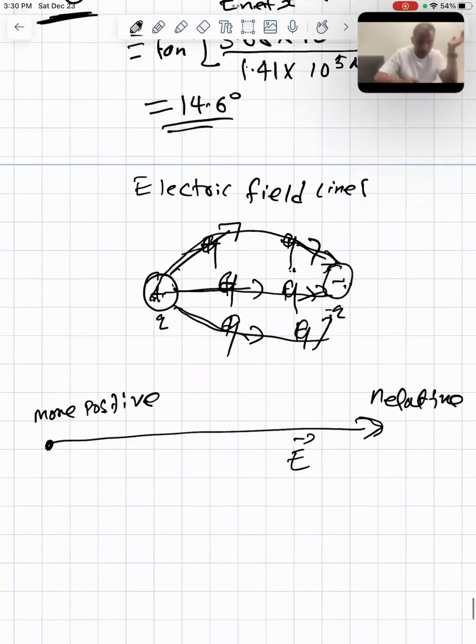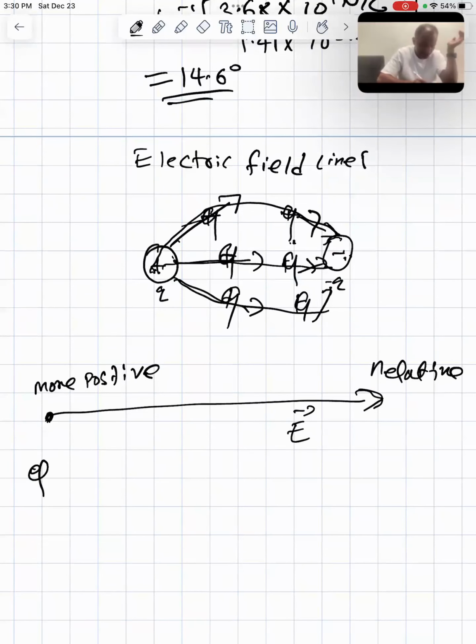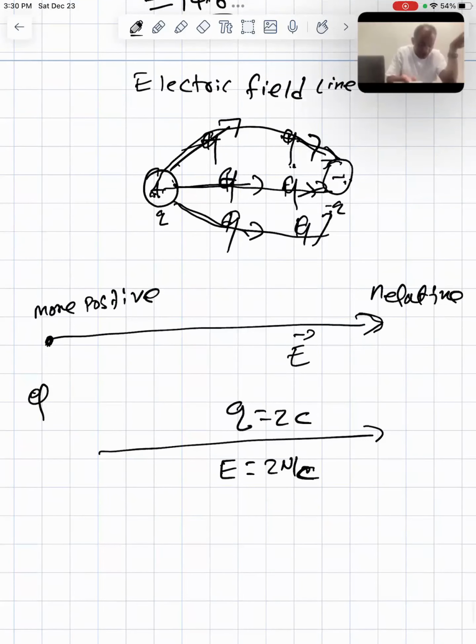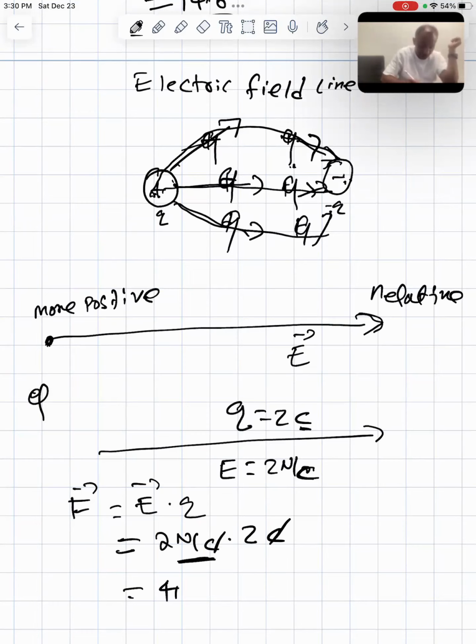Now, let me give you an example. My electric field is 2 newton per coulomb in the positive x-axis. If I bring a charge Q of 2 coulomb, find the force. The force is by definition the electric field times the charge. The electric field is 2 newton per coulomb, the charge is 2 coulomb, coulomb cancels coulomb, and it's going to be 4 newton.